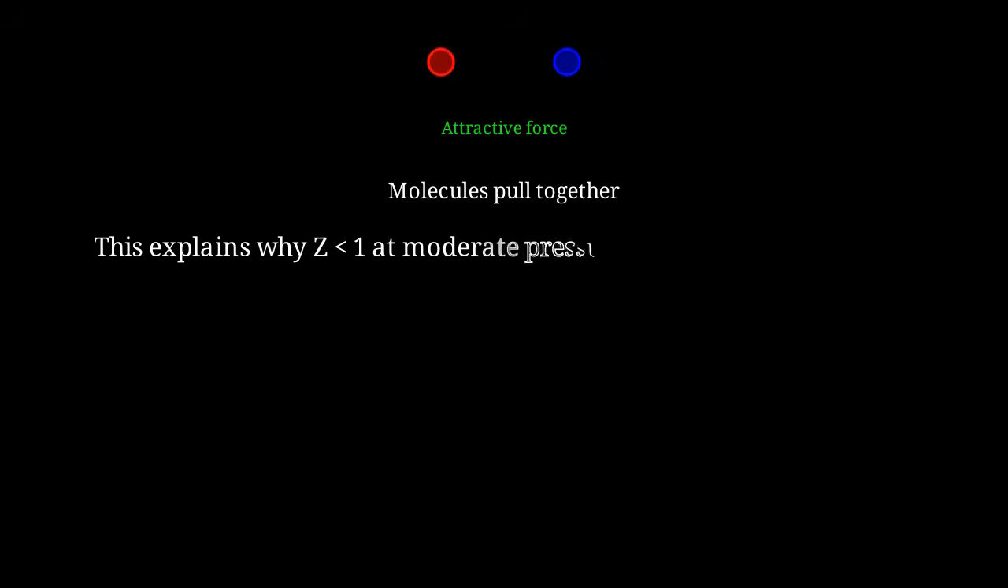This attractive force explains why Z is less than 1 at moderate pressures. The attractions help pull the molecules together, making compression easier.